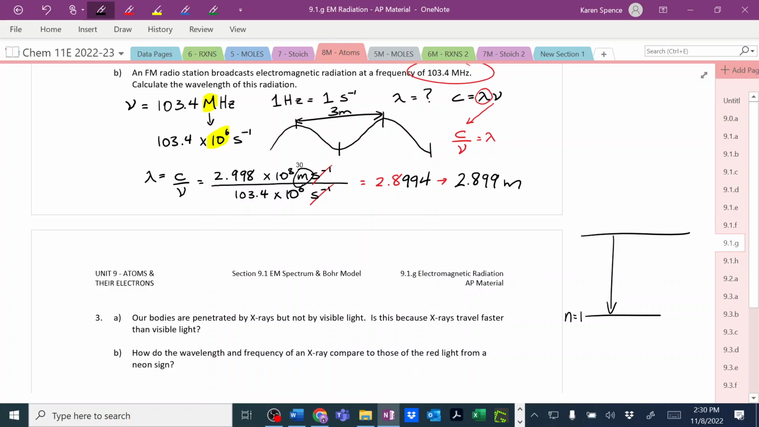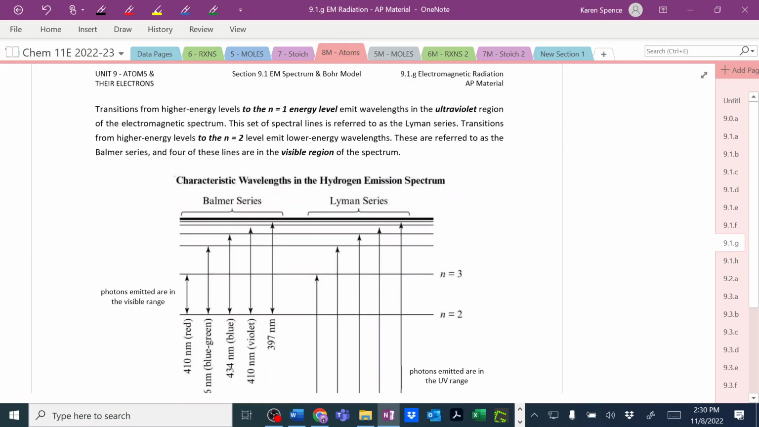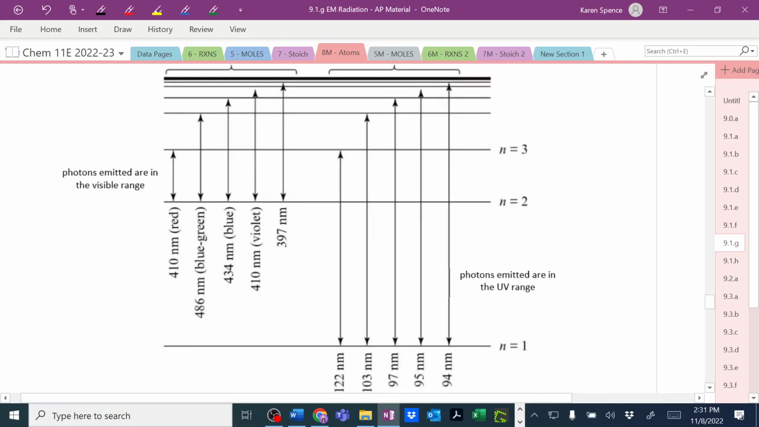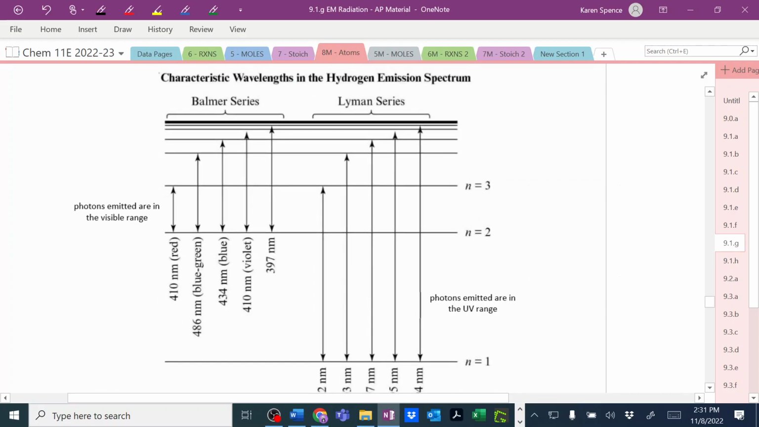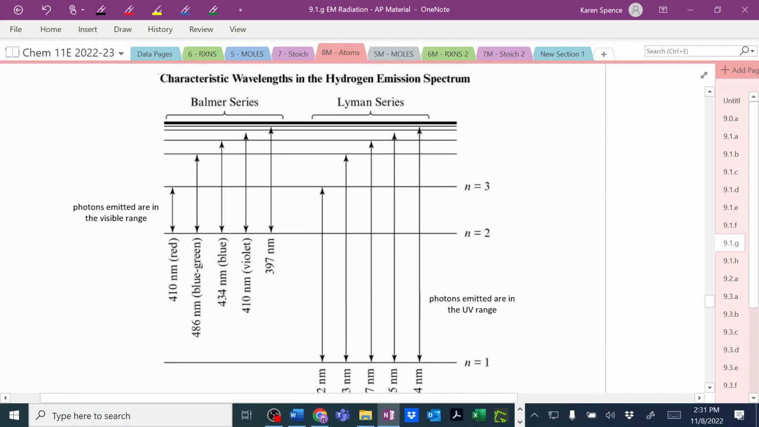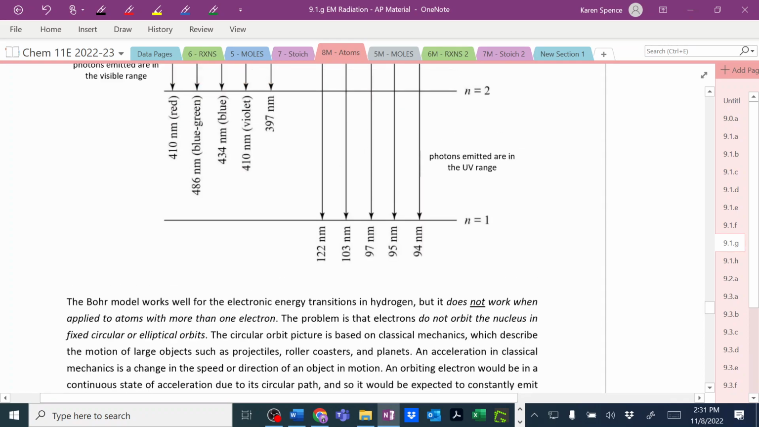Now, just to make sure that you feel good about it, this is actually quite a nice picture of the n equals of the Lyman series and the Balmer series. This was your reading from yesterday. This is on page 29.